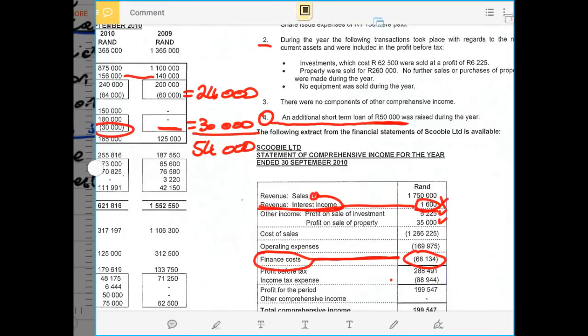So now these are the only two items that are separately disclosed in the face of the income statement, and we have recorded these two and we have reversed them in our reconciliation note.